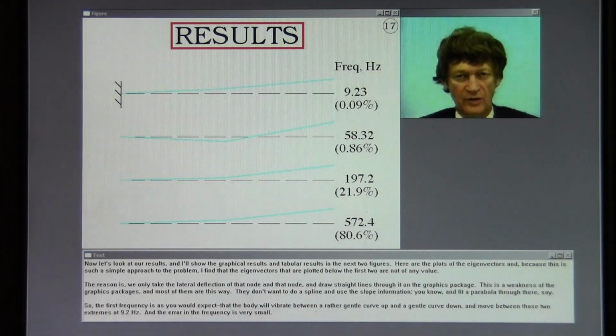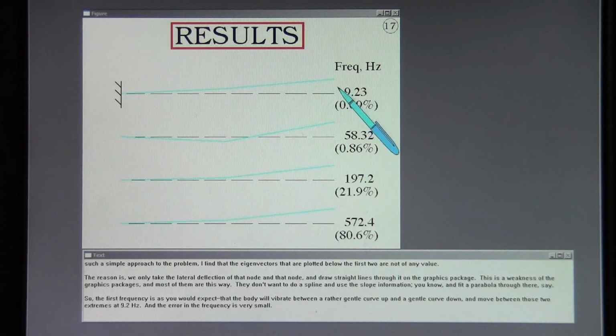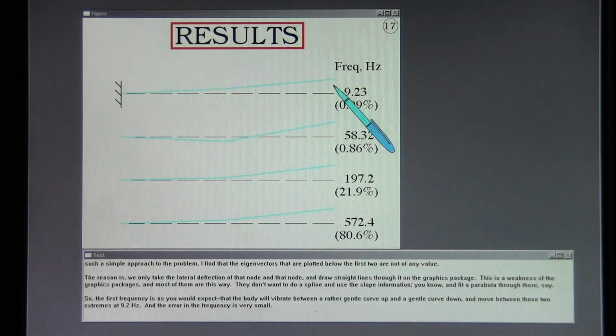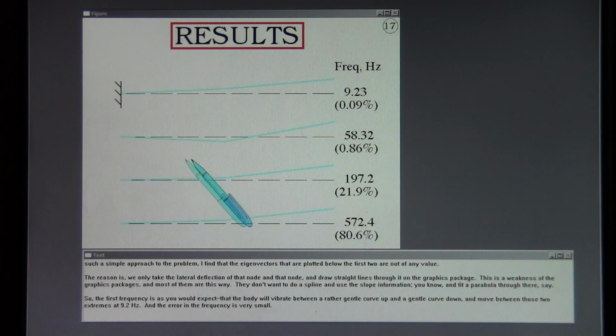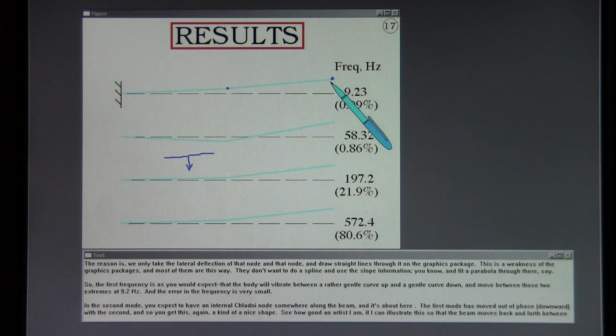Now let's look at our results, and I'll show the graphical results and tabular results in the next two figures. Here are the plots of the eigenvectors, and because this is such a simple approach to the problem, I find that the eigenvectors that are plotted below the first two are not of any value. The reason is we only take the lateral deflection of that node and draw straight lines through it on the graphics package. This is a weakness of the graphics packages, and most of them are this way. They don't want to do a spline and use the slope information, and fit a parabola through there, say.